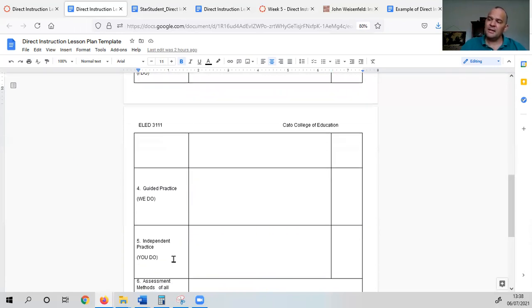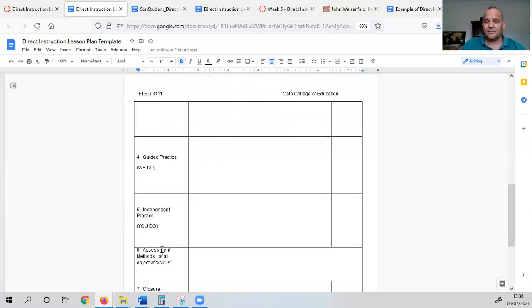And then the 5th part on this lesson plan is independent practice. So independent practice is where the students now go and work on this on their own. So they've already been supported with you using an anchor chart and maybe showing an example. They get a chance to work together, and then the independent practice.